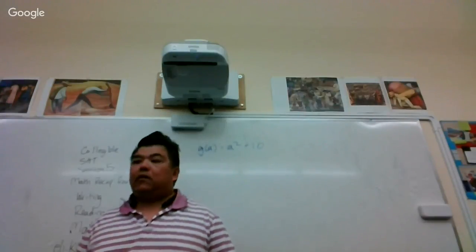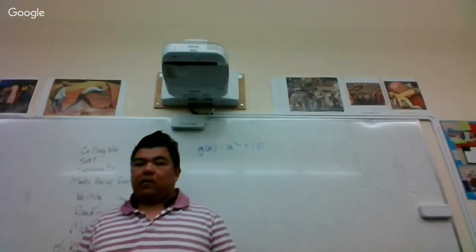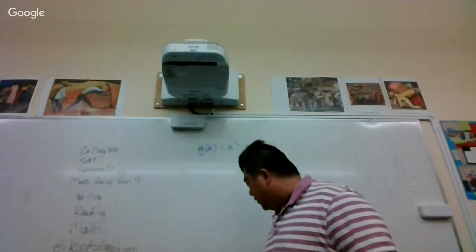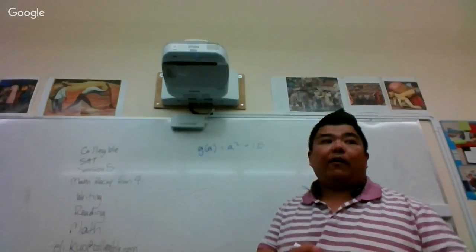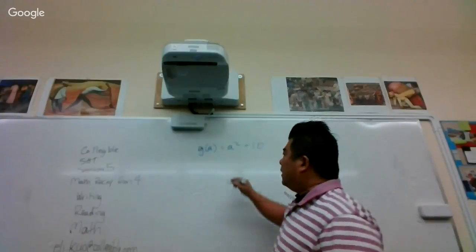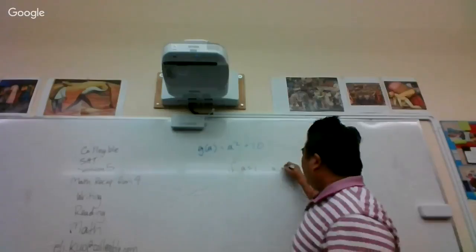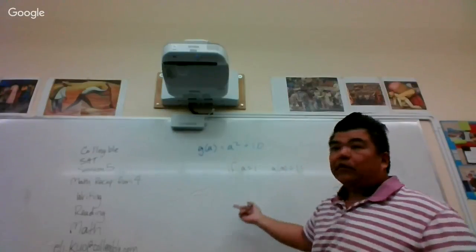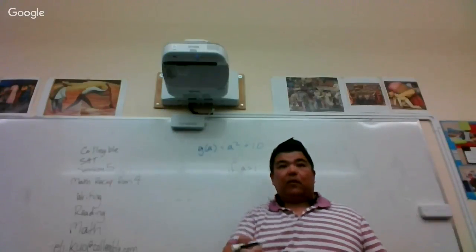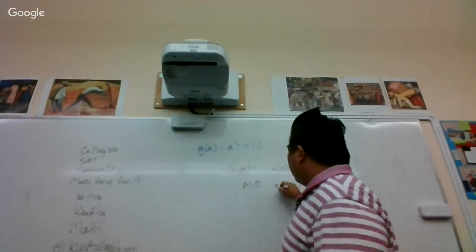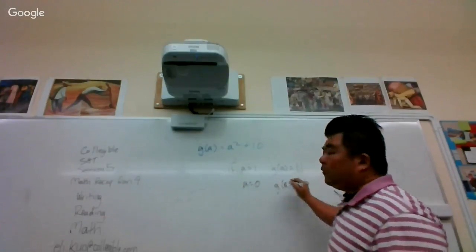Then wouldn't it be 11? 11. Is that the smallest you could get? Something squared plus 10. So I'm going to verify what Dominic just said. If a equals 1, then g of a does equal 11, but can we go smaller? Yeah. So we used 0, right? If a equals 0, then g of a equals 10. Can we go smaller?